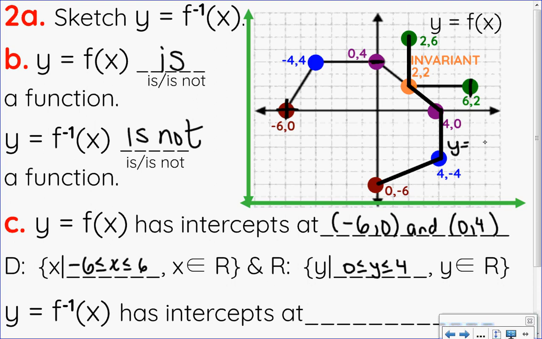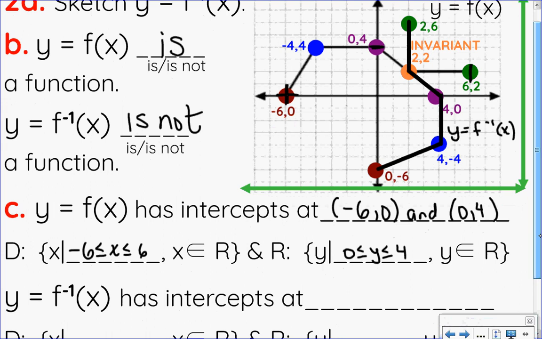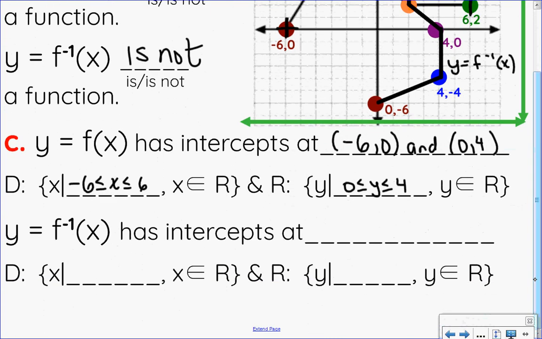So this is the inverse of f of x. So we already said it is not a function because we looked at the original function and it failed the horizontal line test. Now that I have the graph of the inverse, I can use the vertical line test on the graph, and I can see it fails here and it also fails here. So it's just verifying the fact that it is not a function. So to finish this off, let's look at the important parts of the inverse.